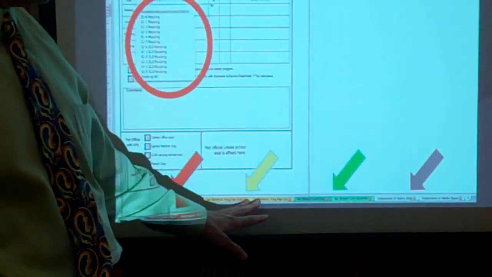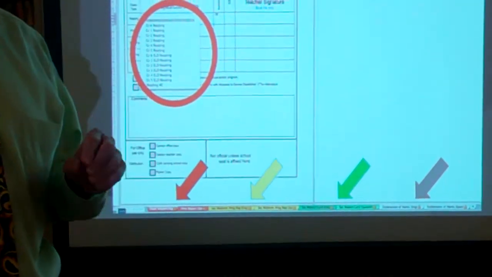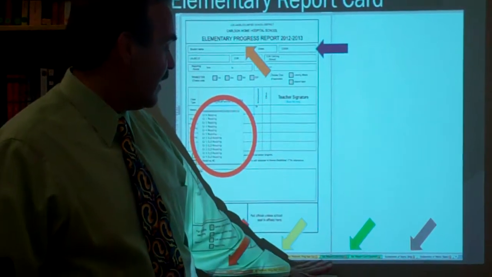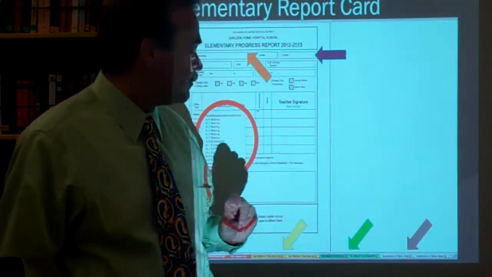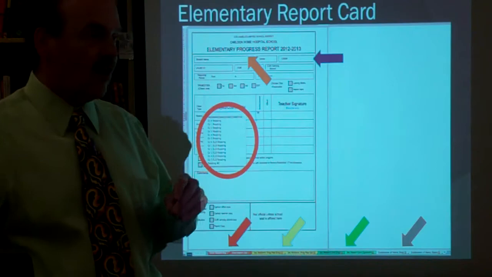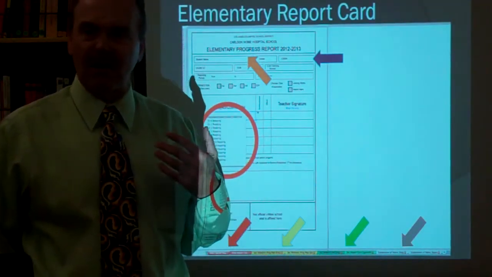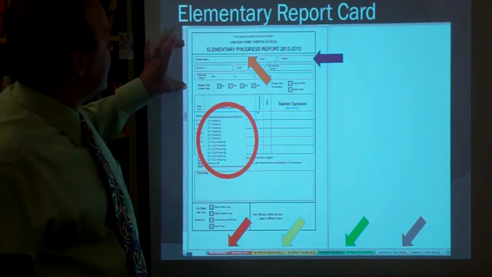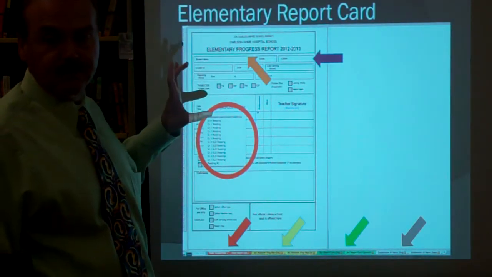You have the yellow, which has to do with, I'll get more into this on the next slide, but yellow and green have to do with secondary, and then the gray are like explanations of marks. But at any rate, over here what I want to point out, you need to make sure you fill all this out.